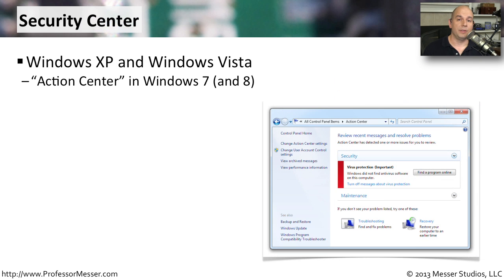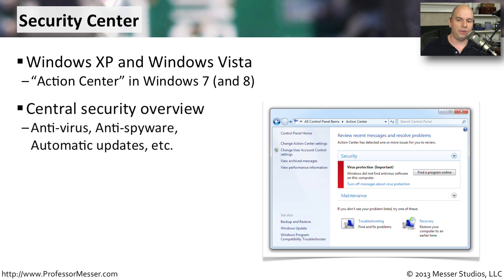If you're worried about the security of your system, you want to be sure that your antivirus is up to date, that all of the security patches have been installed in your machine, you can visit the Security Center. That's what it's called in Windows XP and Windows Vista. If you're in Windows 7, this is called the Action Center. This is going to give you an overview of exactly the security of your system, the antivirus and anti-spyware. You can see if your automatic updates are configured properly.